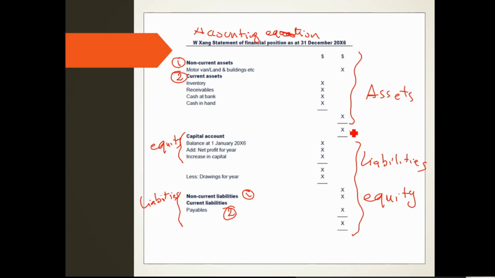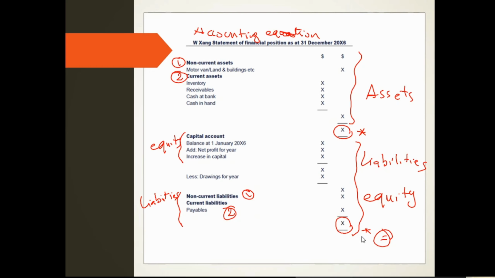And this one, it means this number, which is the total number of the assets, should equal this number, which is the total number of both the liabilities and the equity. Okay, so this should equal this. They are equal to each other because, as we mentioned, this statement relies on the accounting equation.